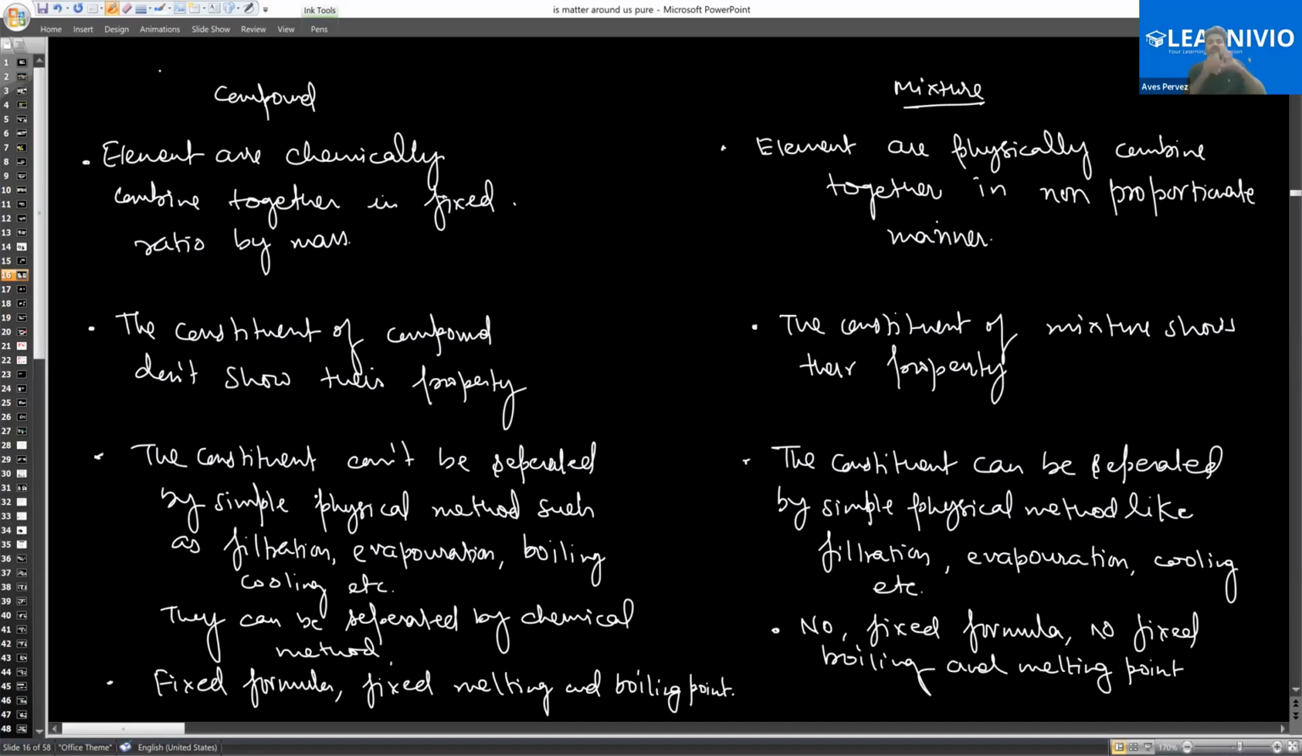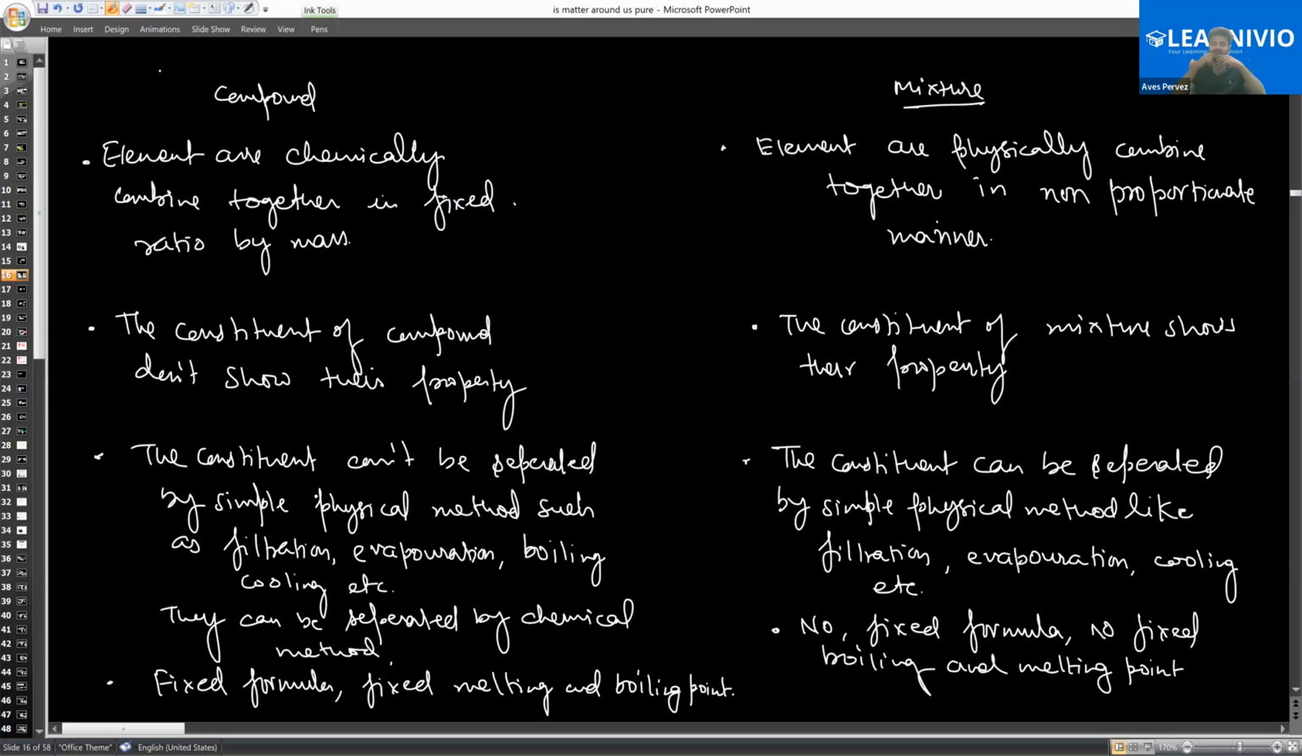The constituents of a compound cannot be separated by simple physical methods like filtration, boiling, evaporation. You cannot separate the hydrogen and the oxygen. But in a sugar solution, you can separate the sugar and water by evaporating. So they can be separated by simple physical methods. Physical methods are like boiling, evaporation, condensation, crystallization, centrifugation, filtration. Are you getting my point?